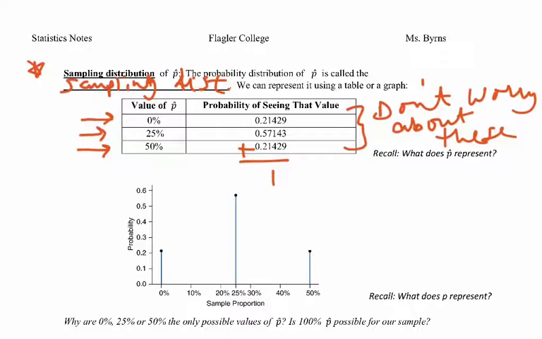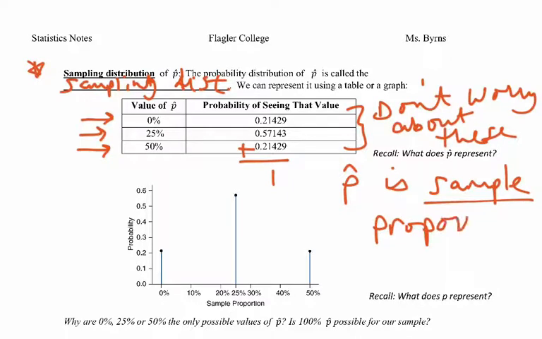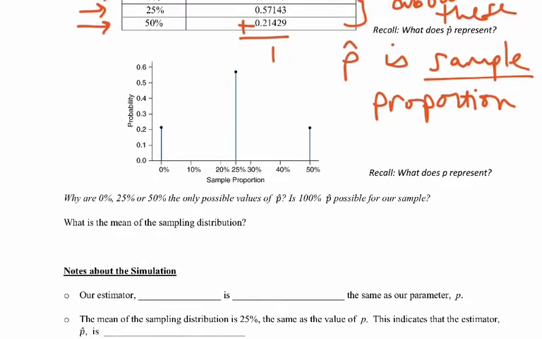I've just got a little note here because I want to keep reminding you of this. What does p hat represent? Remember, p hat is the sample proportion of walkers. If we were to put this probability distribution above on a graph, here's what this would look like.